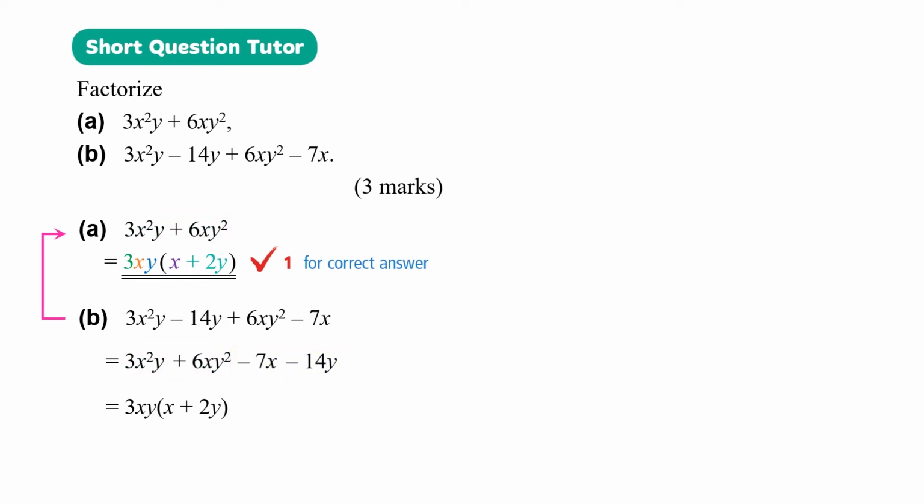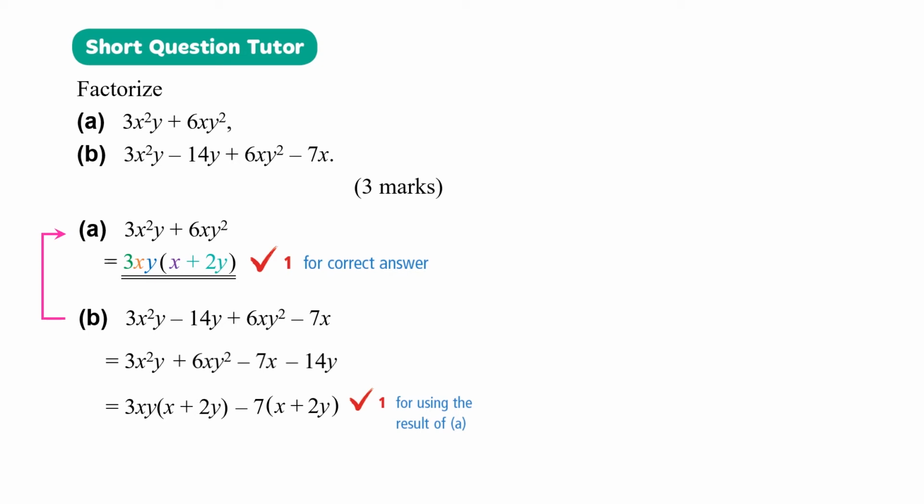For the last two terms, we can take out negative 7 as a common factor. That means negative 7, opening bracket, and x. Note that, since we take out a negative sign, we have a plus sign here. Then 2y, and closing bracket. 1 mark will be given for using the result of Part A.